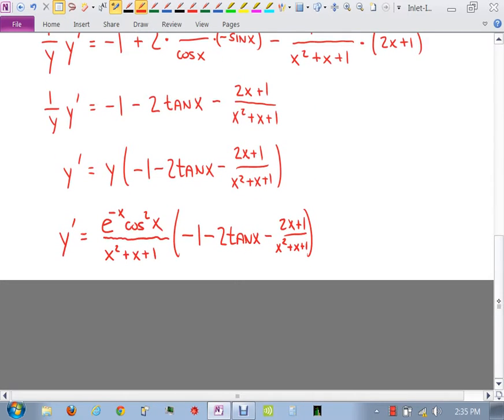I'm at the bottom of the page. All I do is replace the y with what y was in the original problem, right? Are there any questions?